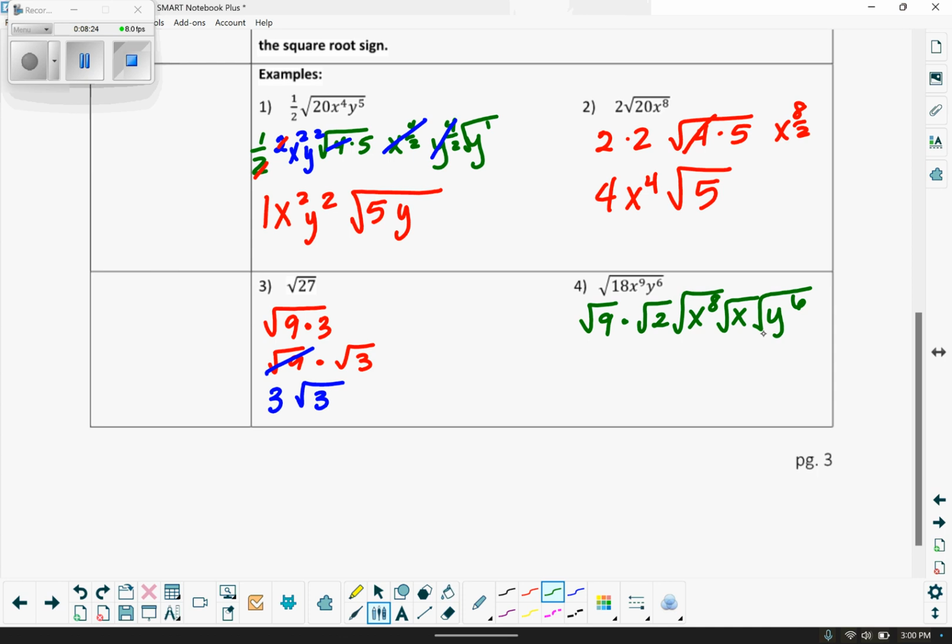So if I keep them all in the radicals, I haven't divided by 2 as of yet. However, I'm going to take this and say the square root of 9 is 3. 2, there is not a square root of it, so I'm going to keep it underneath the radical. The square root of x to the 8th means I can cancel it out by dividing by 2, which gives me x to the 4th. The x is just to the 1, so it's my extra. And then my y to the 6th, if I go out of the square root and I divide by 2, I end up with y to the 3rd.